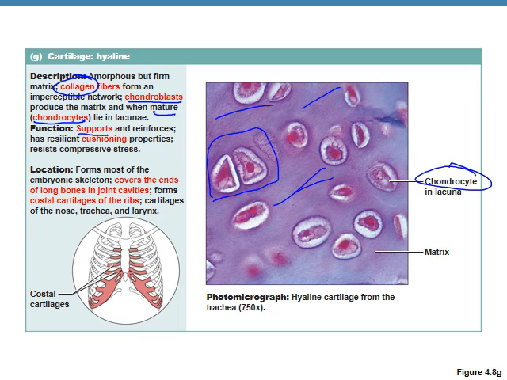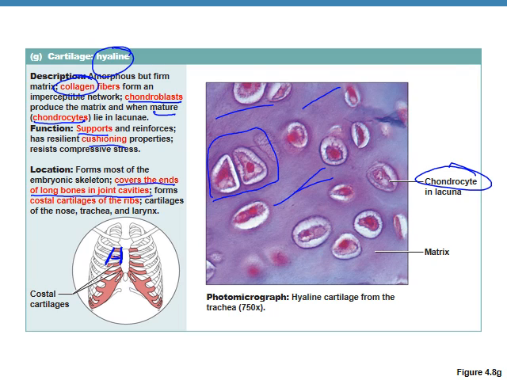What is the function of hyaline cartilage? It's going to support and it's going to cushion. It's going to cover the ends of long bones. So anytime you have a bone and a bone, you're going to have some sort of cartilage, and that cartilage is going to be hyaline cartilage.